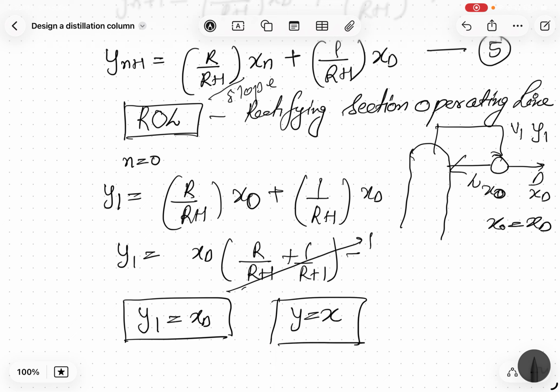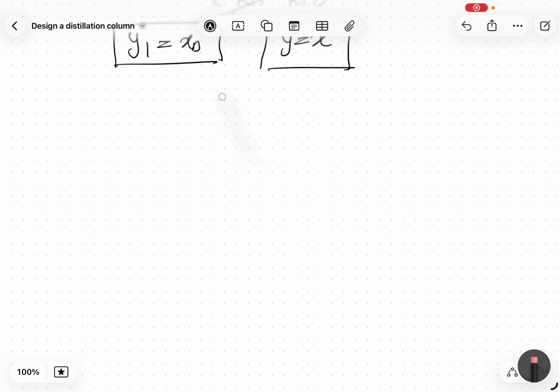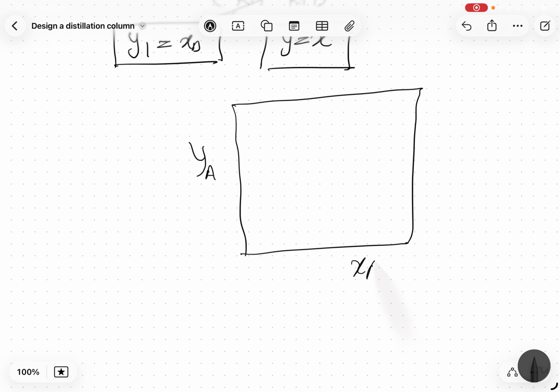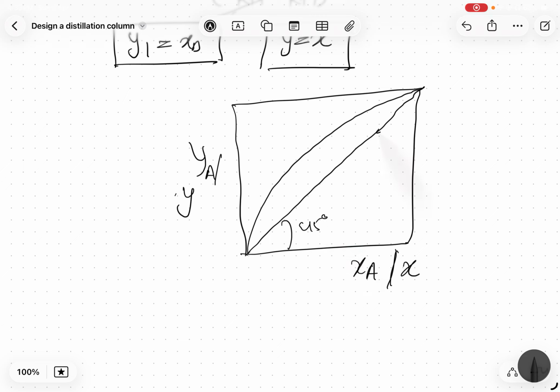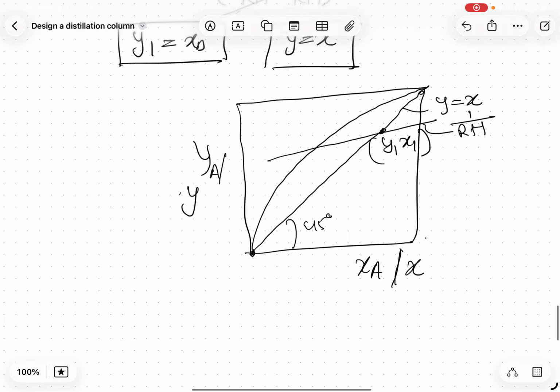So this point lies on the line y equal to x. Why? Because here y1 equal to xD means the y-axis coordinate of this operating line is equal to the x-axis coordinate, which will lie on the 45-degree line. So when I see the liquid vapor equilibrium chart, this is y and x, whatever you want to call. When I draw it, it is a 45-degree line, because it is going from one end to the other end. So this is the line y equal to x. My y1 xD is going to lie here, and this line will have a slope of R divided by R plus 1. So this is the operating line. I have drawn the first operating line.